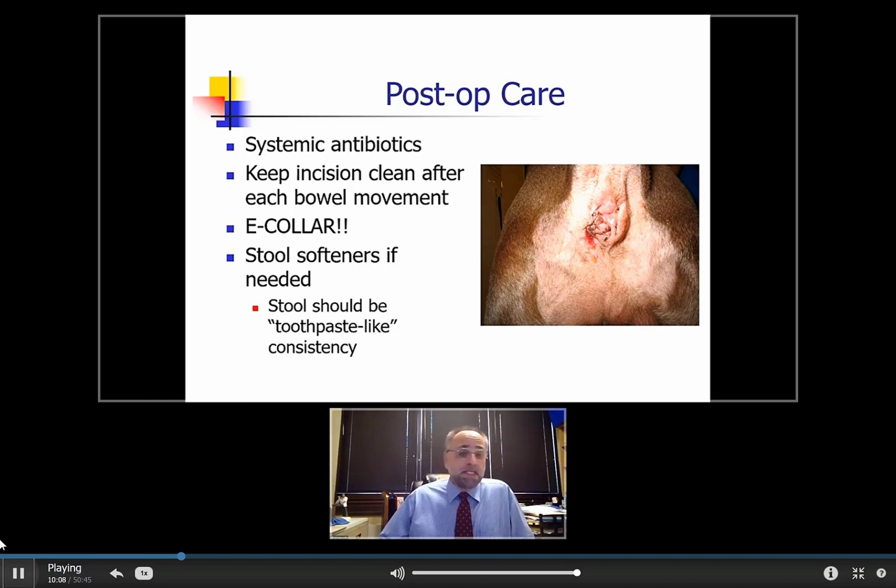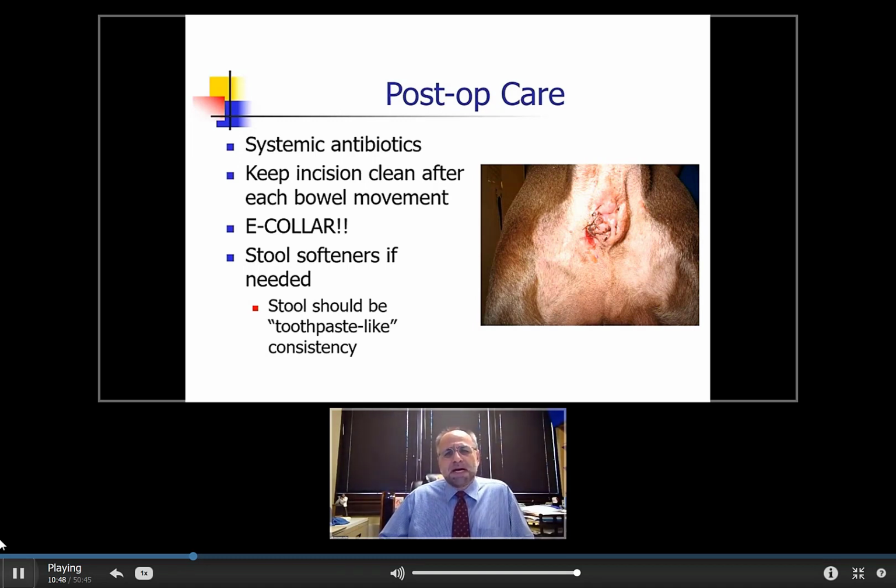In my opinion, e-collars are mandatory in these patients, and in fact, I tell owners 24/7, even until a couple days after the sutures come out. I want to make sure that our patients are not licking and chewing at that area, because we're already dealing with a potentially area where infection rates are considerably higher than other areas because of the proximity to the anus and rectum. So in my opinion, anything that we can do to minimize infection, and certainly an e-collar is an easy way to do that, is certainly important. I do like to put these patients on stool softeners for a few days.